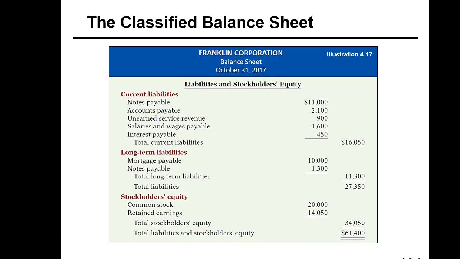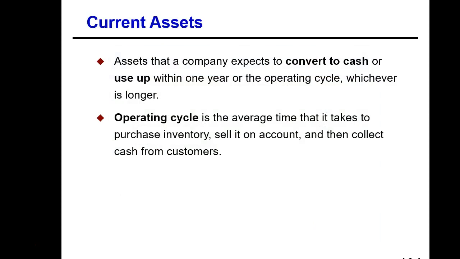Let's take a deeper look into these different classifications shown on the classified balance sheet, beginning with our current assets. The question is, what does it mean to be a current asset? This is an asset account that we expect to convert into cash or use up within one year or within one operating cycle, whichever is longer.